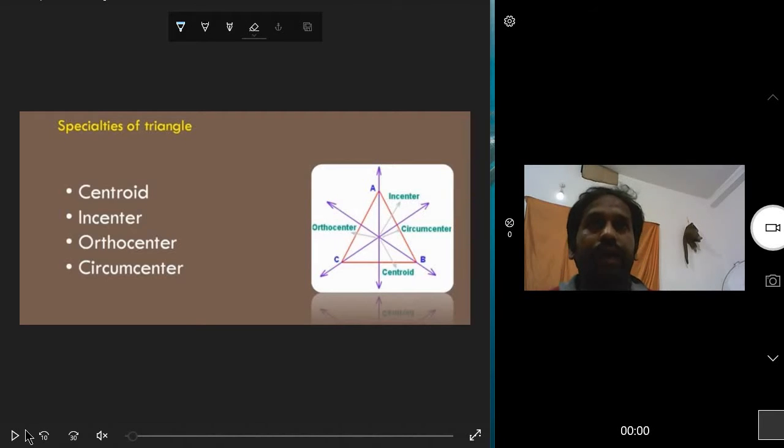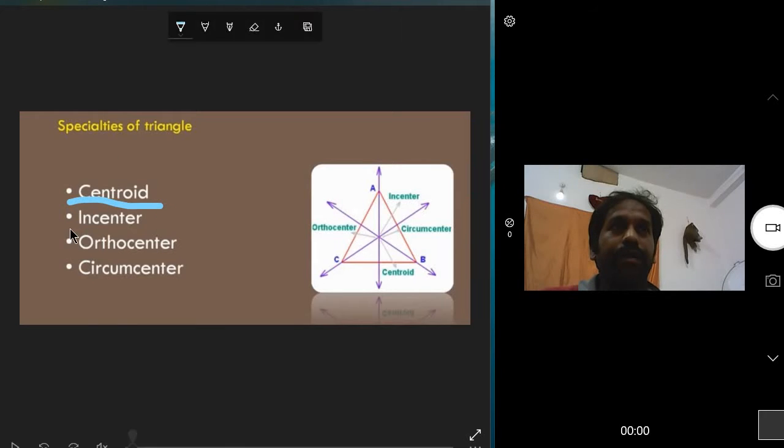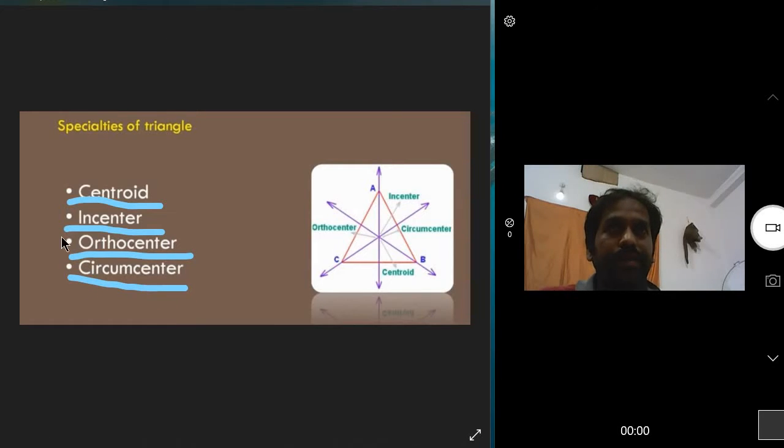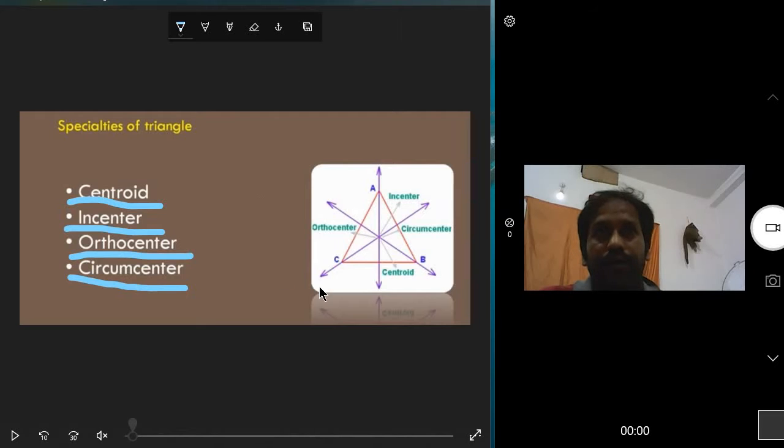So today we are going to discuss some specialities of a triangle, meaning some special features of a triangle. What are we going to study today? First of all, we will study the centroid, then the incenter, then the orthocenter, and then the circumcenter. If I could show you here, this is a mixed-up figure. So one by one we are going to read this through the video.